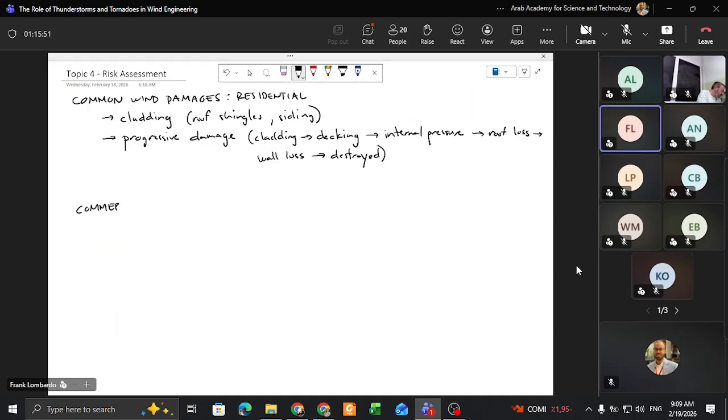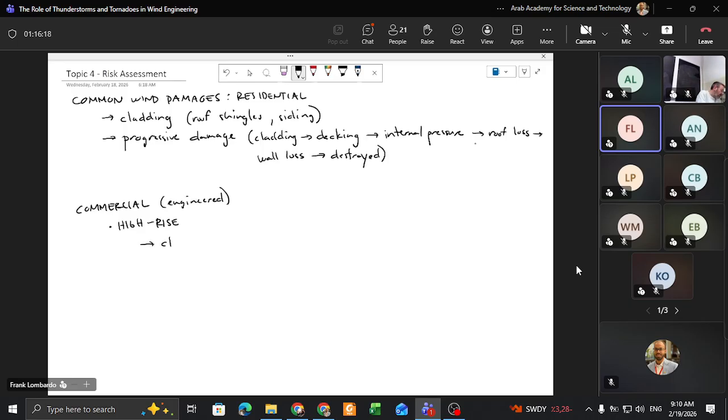On the commercial structure side, okay, so these are generally going to be more like engineered buildings. Okay, so these are mostly steel and concrete frame buildings. Okay, if we look at high-rise buildings, and if you go through the history, there's really not too many instances of, and we're talking about tornadoes here specifically, not too many instances of tornadoes sort of affecting a high-rise building.